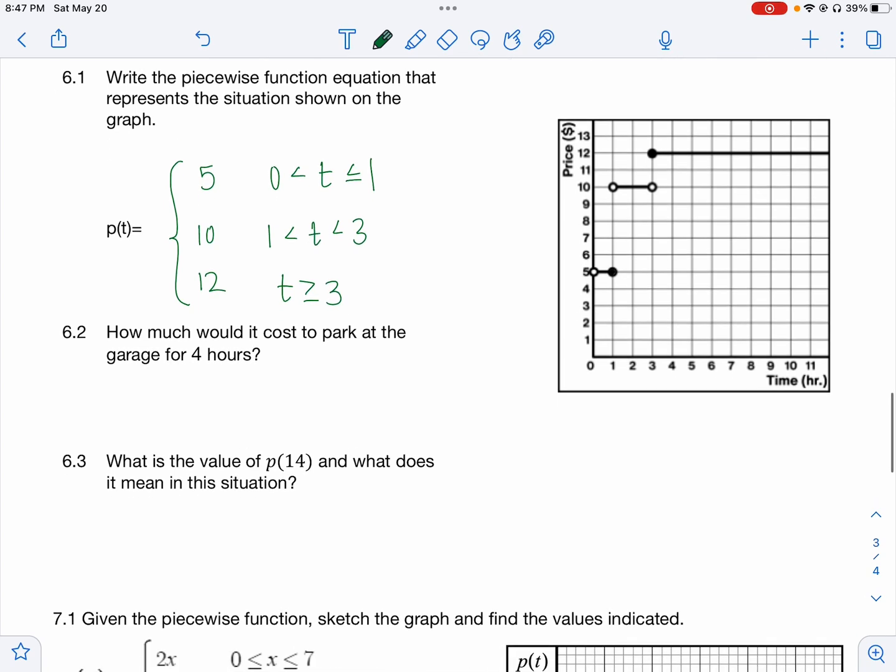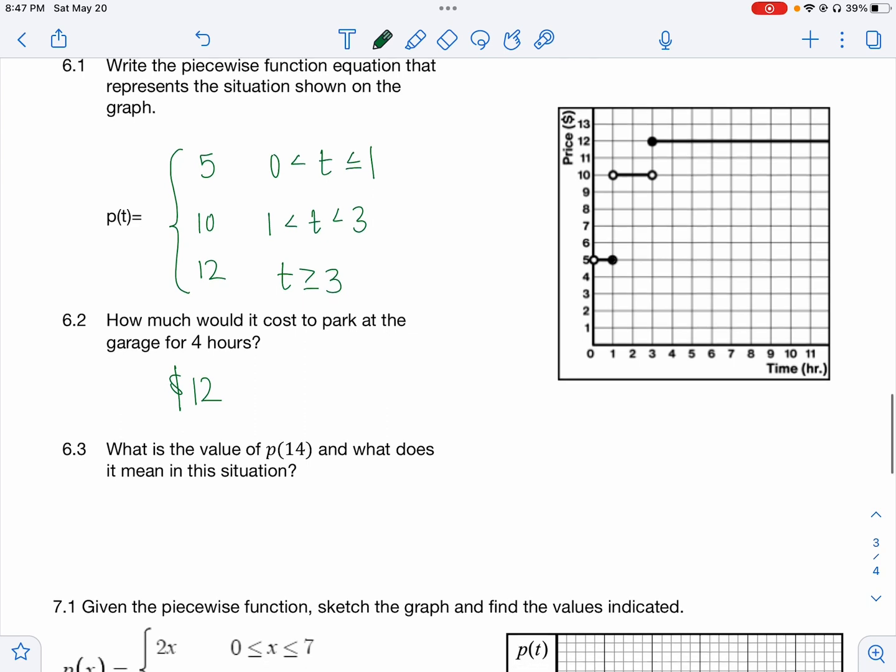So how much would it cost to park there for 4 hours? That would be $12. What is the value of P of 14? In this case, it'll be $12. And what does it mean in this situation? It means parking for 14 hours costs $12.